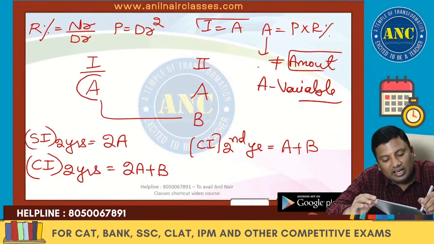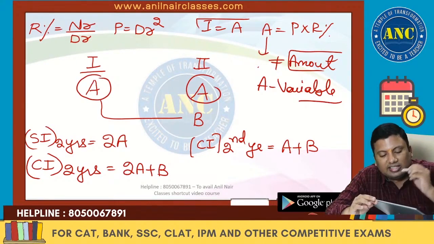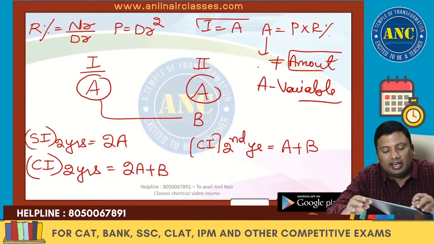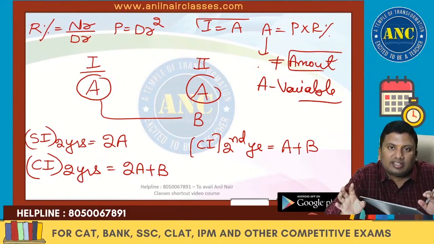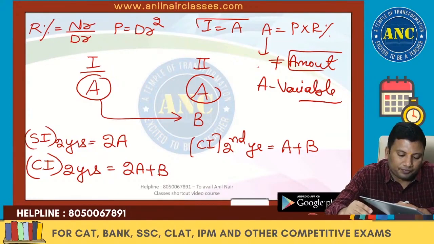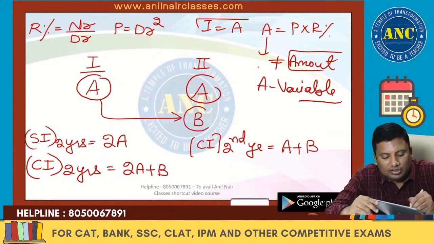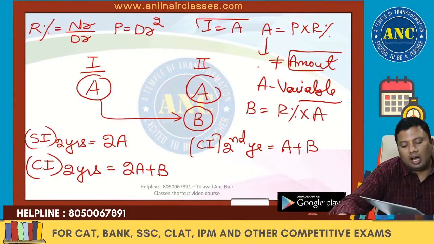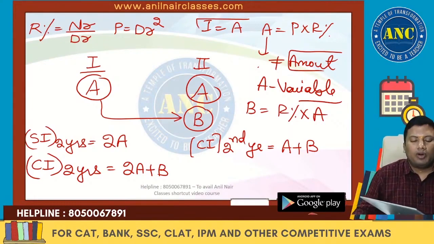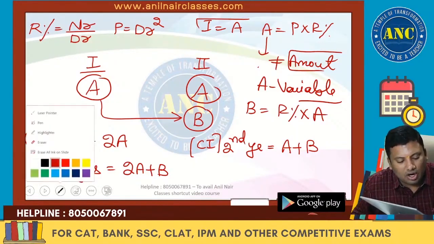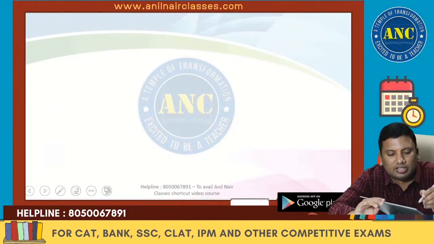SI for the first year is A, second year also it is A. Total SI for 2 years is 2A. Total CI for 2 years is SI for 2 years plus something. So this is nothing but B. B is nothing but R percentage of A. Once we do one more problem, then it will be extremely clear to you. All this is also not required once you know the concept.